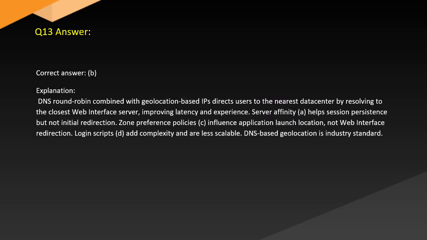Answer. Correct answer, B. Explanation. DNS round-robin combined with geolocation-based IPs directs users to the nearest data center by resolving to the closest web interface server, improving latency and experience. Server affinity. A. Helps session persistence but not initial redirection. Zone preference policies. C. Influence application launch location, not web interface redirection. Login scripts. D. Add complexity, and DNS-based geolocation is industry standard.